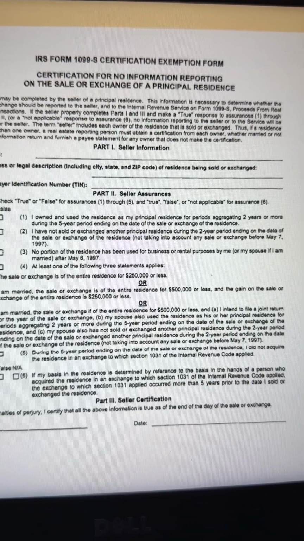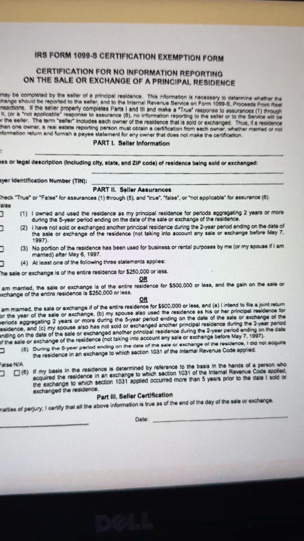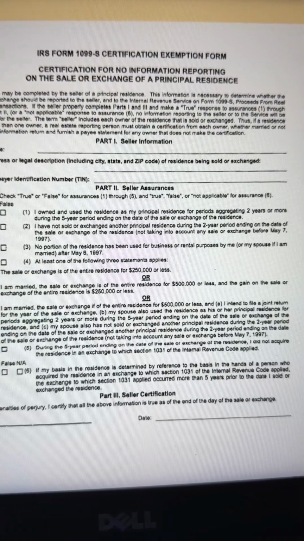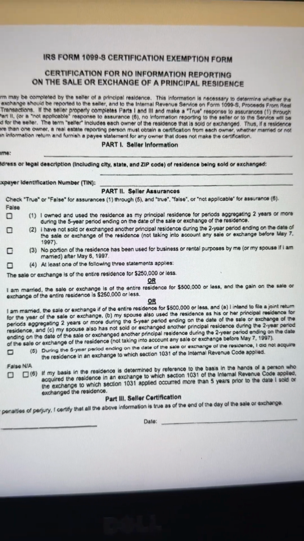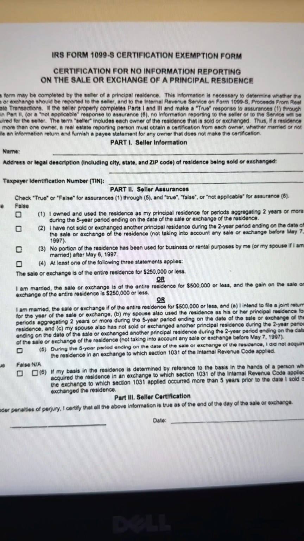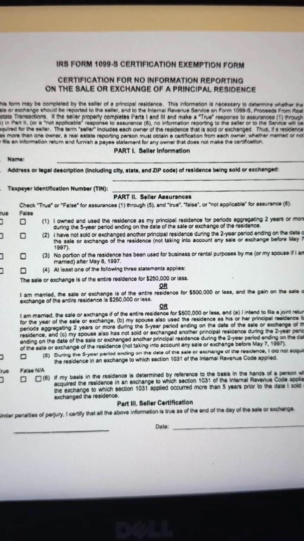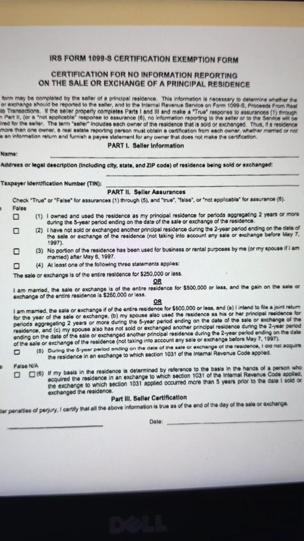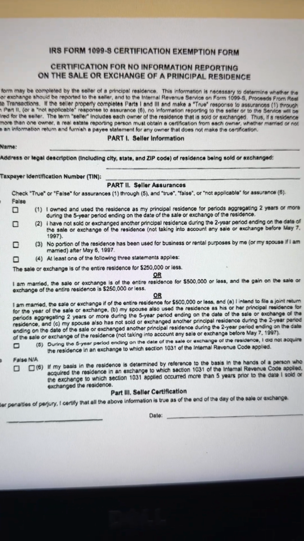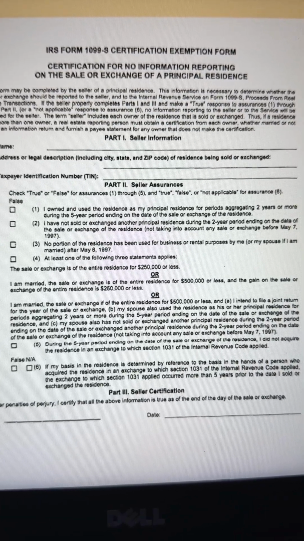If they're married and the sale or exchange of that residence is $500 or less, and the gain on the sale or exchange of the residence is $250 or less, it's going to be true. And the last one, if they're married and the sale or exchange of the entire residence is $500 or less, and they intend to file a joint return for the year of the sale, my spouse used the residence as his or her personal principal residence for 2 years or more in the 5 years before the sale or exchange of the property, they're going to mark true. So if one of those 3 is true, again, you're going to mark true. If none of the 3 are true, then they're going to mark false.